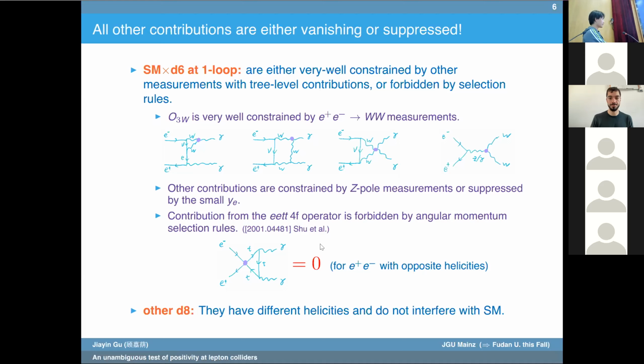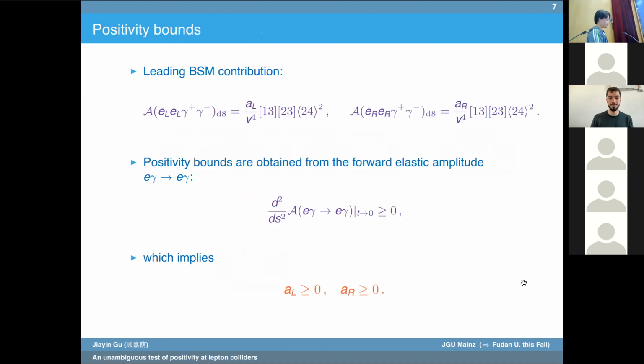So for this diagram here, even we can write it down, it just turned out to be 0. And of course, there are also other dimension 8 operators we can write down, but they have different helicities, so they don't interfere with the standard model. So after we go through all these arguments, then we've found that indeed the only leading BSM contribution come from these dimension 8 contact interactions, just written here.